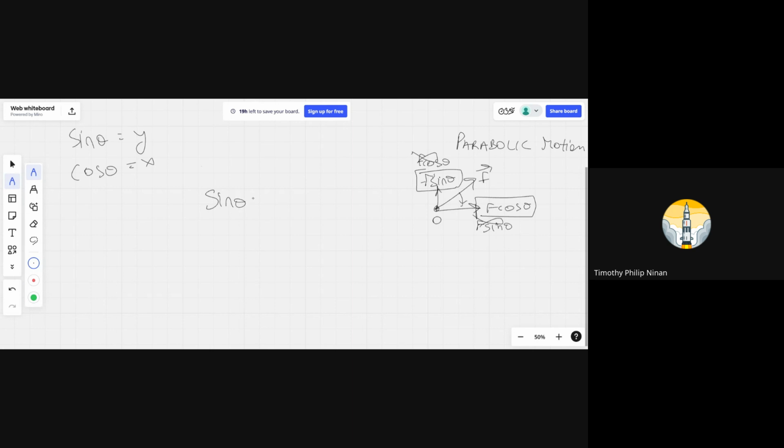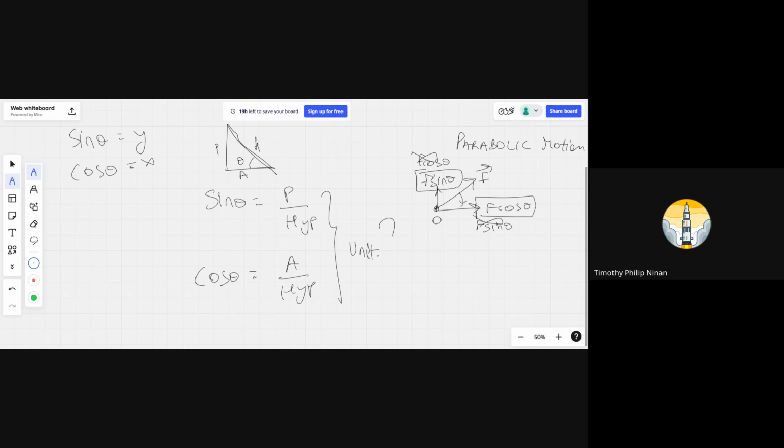Sine theta is perpendicular height. We just take the right angle triangle, right? Theta, perpendicular, hypotenuse, and adjacent. So sine theta is equal to perpendicular upon hypotenuse. Cos theta is equal to adjacent upon hypotenuse.